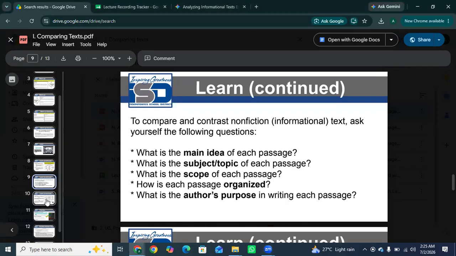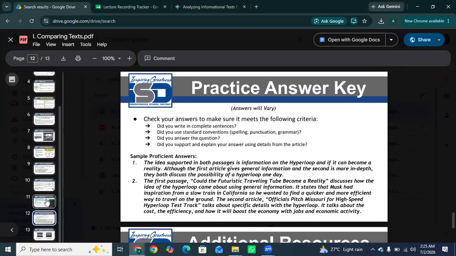Here are some practice questions. Check your answers to make sure they meet the following criteria. You're asked to read two real world articles about a high speed travel tube called the Hyperloop and answer two questions on notebook paper. Read these passages, then we will discuss the answers.